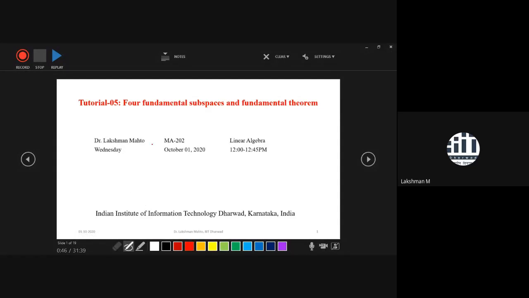Today we'll discuss problems based on the 4 fundamental subspaces and how to solve them. Mostly there would be no theory here in the tutorial class, only problems. And what are the applications of the fundamental theorem?